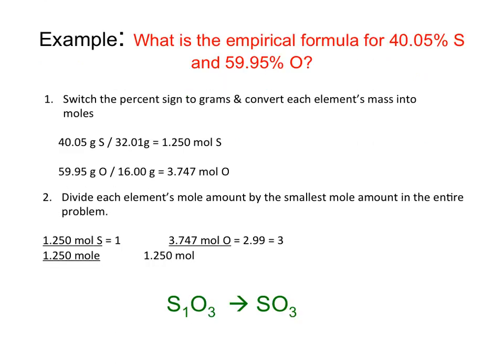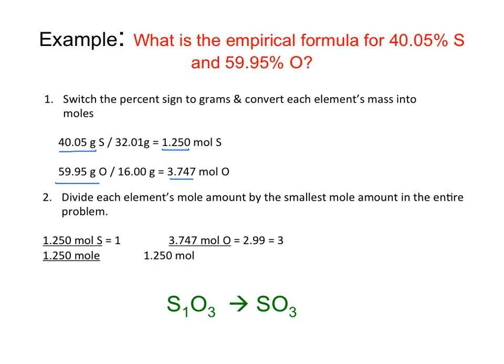A typical problem is what we see at the top. What is the empirical formula for 40.05% sulfur and 59.95% oxygen? First thing we're going to do is percent to mass. We're going to switch our percent sign to grams, assuming we have that 100-gram sample, and you can see that in this first part. We're then going to convert the mass to moles. In order to do that, you need to divide each element's mass by its molar mass. And we end up getting these answers right here.